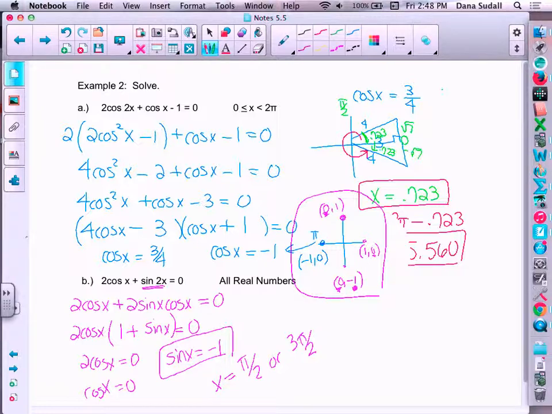So I don't need to write that twice. I want to solve for all real numbers. So now I need to take these answers and add 2 pi n to them. Or in this case, these are both on that same vertical line there. So I could take pi over 2 and just add pi n to it. And that will make this angle land here or at the bottom there if n is an integer.